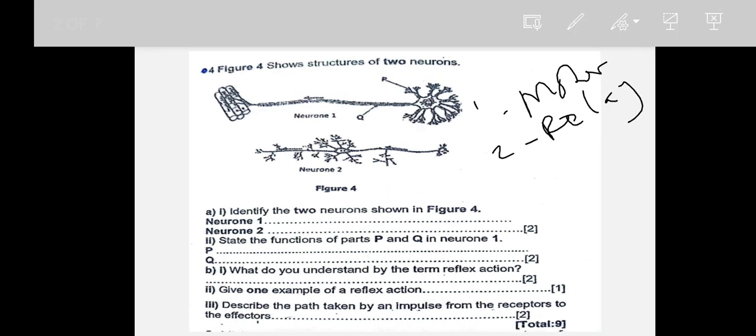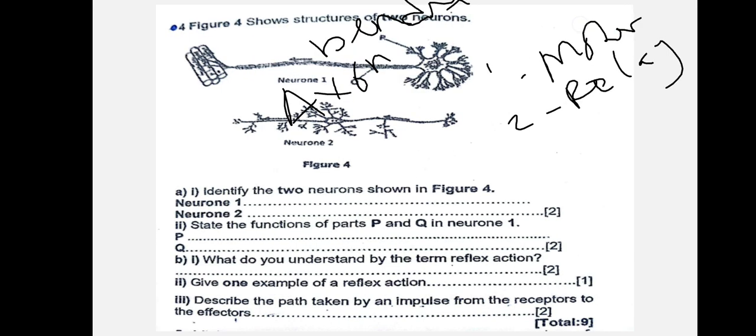Okay, let me write them. So P is a dendrite, and then Q is an axon. So what's the function of a dendrite and axon? So let's look at that. Like I've said, dendrite collects nerve impulse from the neighboring neurons. Axon transmits electrical impulse within the neuron.